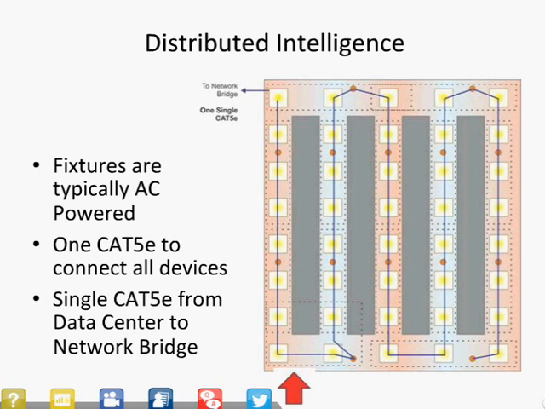So the distributed intelligence model also dramatically reduces the amount of Cat5e, right? I mean, we talked about having 3 per fixture and 120 coming out of that room. In this model here, we basically have one single Cat5e coming out of this data center back to the network. So it's a substantial reduction in the amount of cabling required.